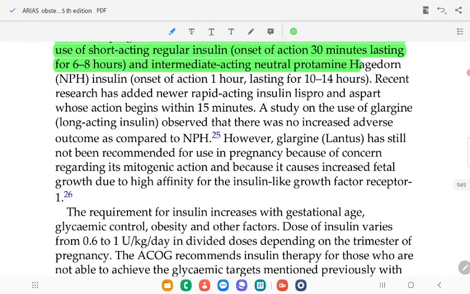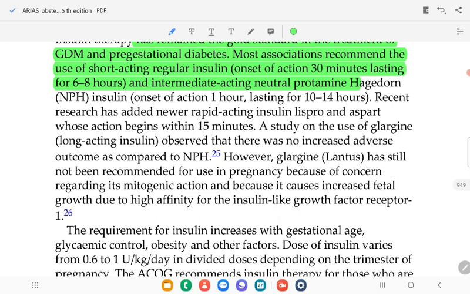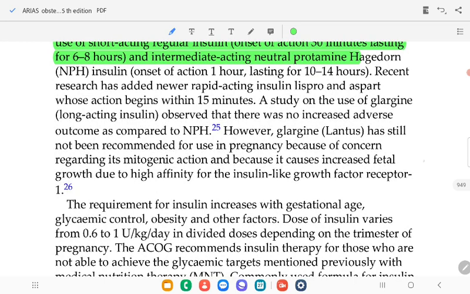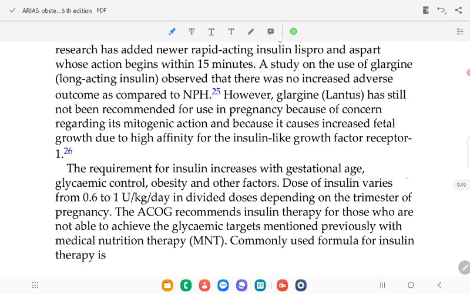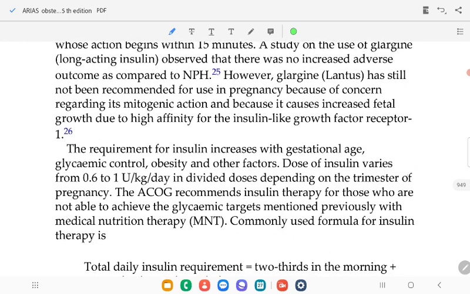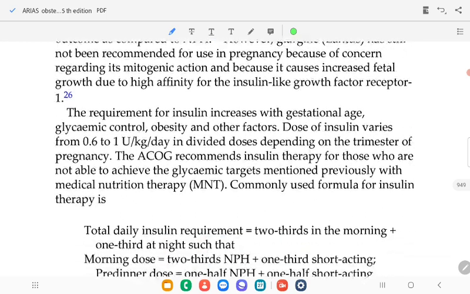Recent research added new rapid-acting insulins, Lispro and aspart, whose action begins within 15 minutes. Studies on the use of glargine show there was no increase in adverse outcomes compared to NPH. However, glargine, Lantus, has still not been recommended for use in pregnancy because of concern regarding mitogenic action, because it causes increased fetal growth due to high affinity for the insulin growth factor receptor 1.